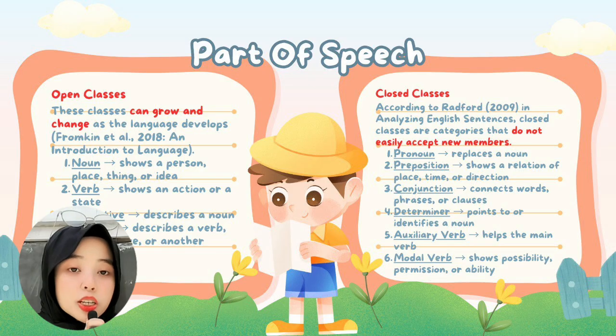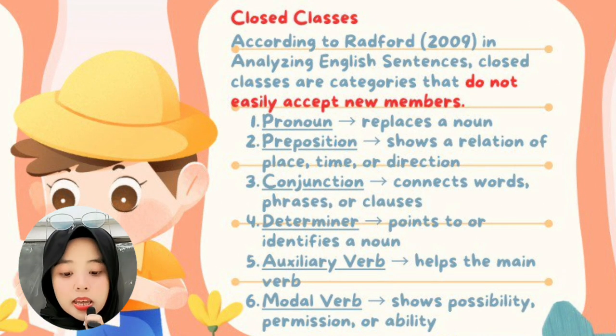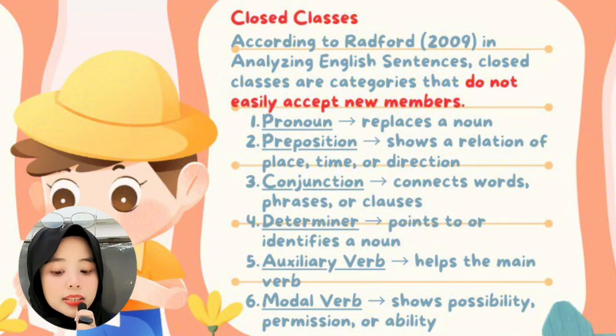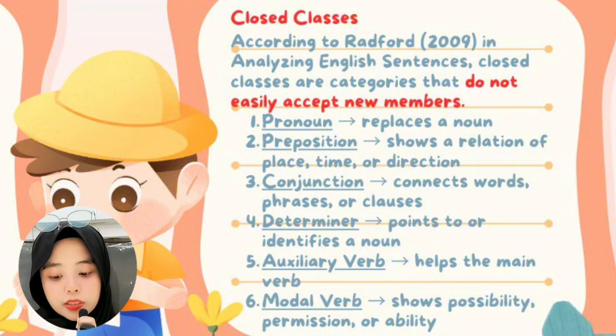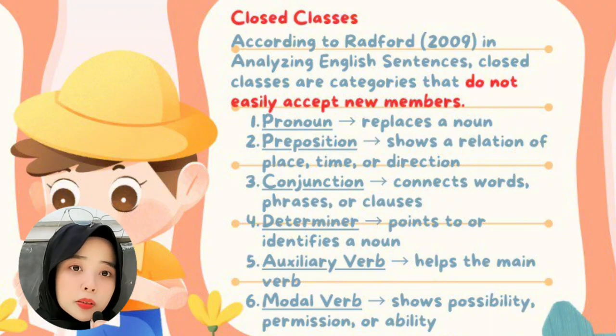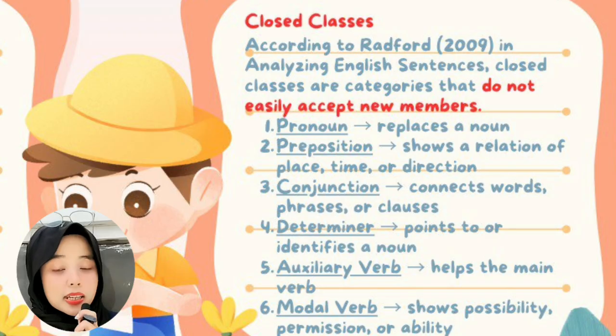Okay, the next part of speech is closed classes. According to Verspoor 2009, in his book with the title Analyzing English Sentences, he said that closed classes are categories that do not easily accept new members. The first type is pronoun. It replaces a noun. For example, my name is Alya, so the pronoun of Alya is she. And then I, am, she, he, her, his, and so on. This is the pronoun.